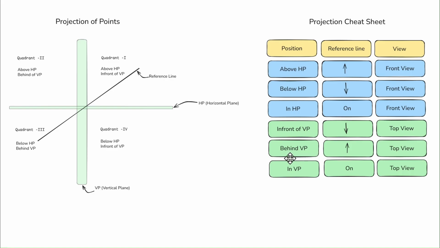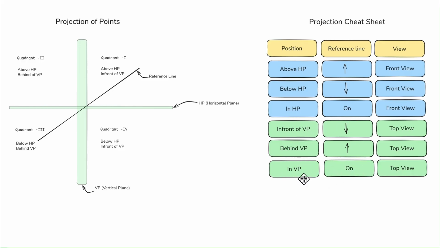Behind VP, so your exams have finished. You left the exams behind, so your mood is up. You're uplifted. So behind VP means up arrow, and in VP means on. So it is the same as HP.